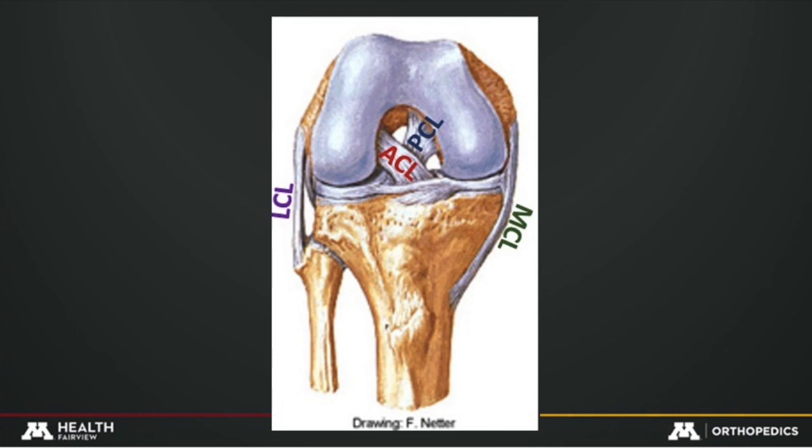Ligamentous testing should next be performed to assess for any laxity of the cruciate or collateral ligaments of the knee. To review, the anterior cruciate and posterior cruciate ligaments resist rotation as well as anterior and posterior tibial translation, respectively, while the medial and lateral collateral ligaments resist valgus and varus stress, respectively.